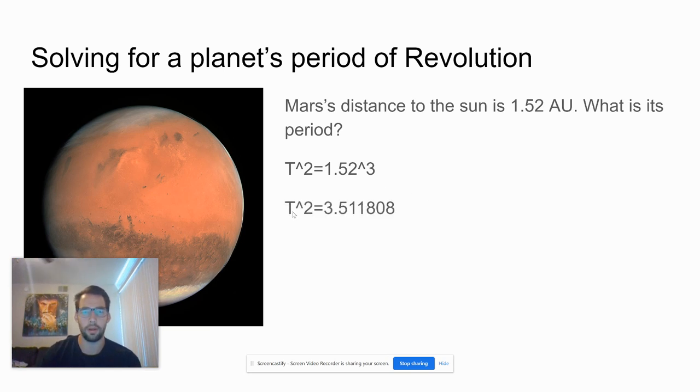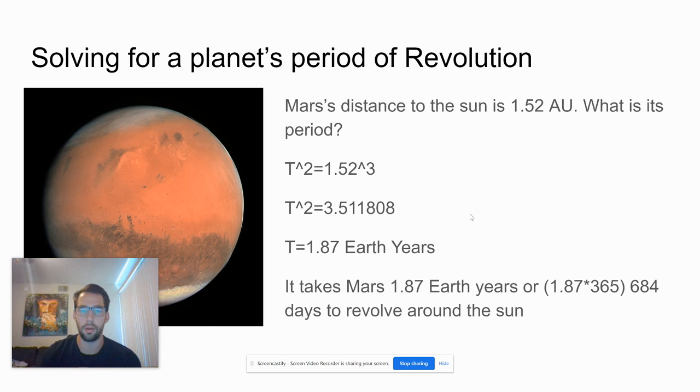When I solve that out, I get T squared equals 3.511808. Remember, T is squared here, so I need to take the square root in order to figure out what T is. T is 1.87 Earth years. That means it takes Mars what it takes us in 1 year. It takes it 1.87 years to go around the sun.